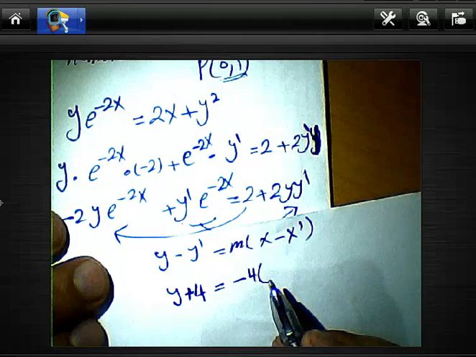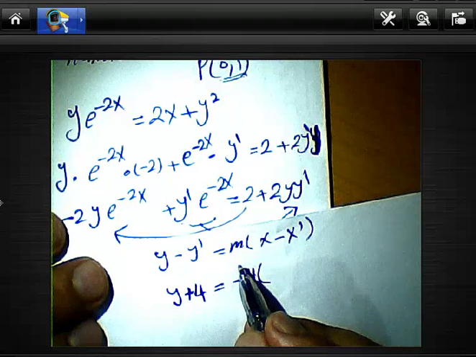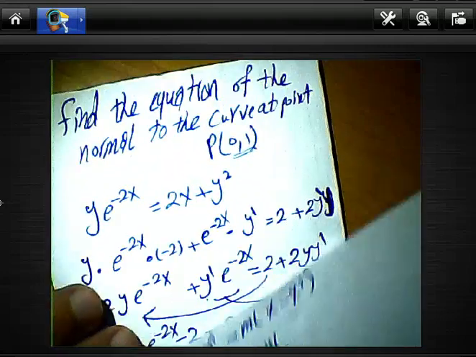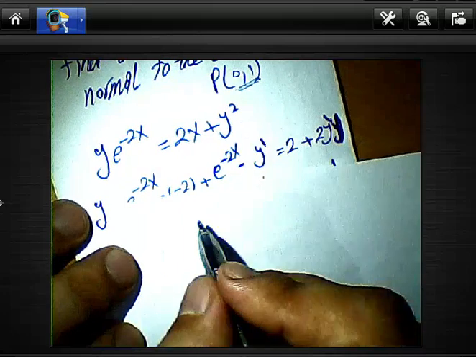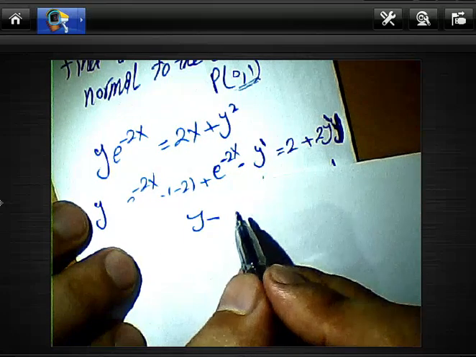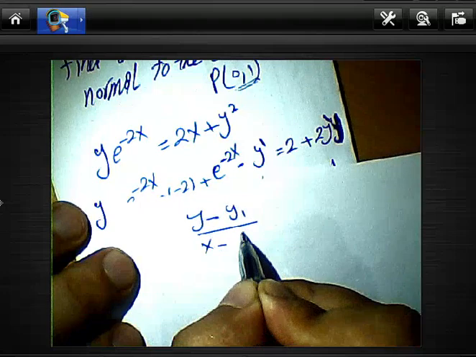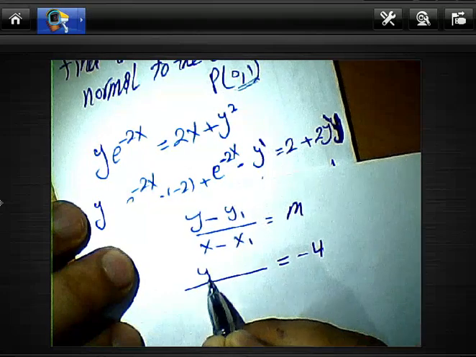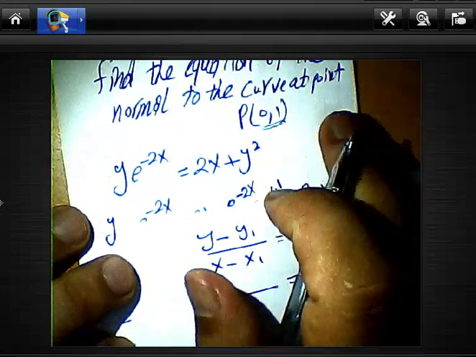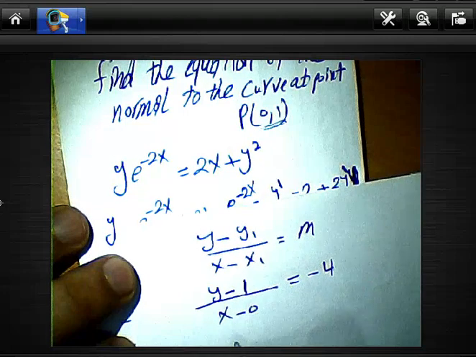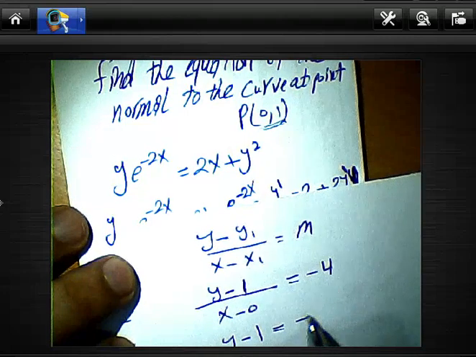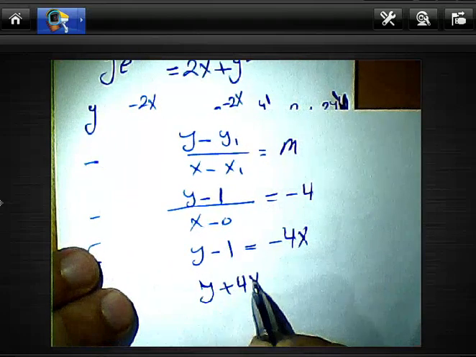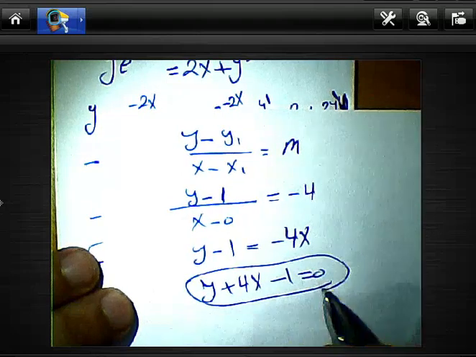Negative 4 is the slope. We have this point 0 and 1. Okay, I write it here again. y subtract y1 over x subtract x1 equals slope. The slope was negative 4. y subtract 1 over x subtract 0. So y minus 1 equals negative 4 multiplied by x. So we can write the equation here: y plus 4x minus 1 equals 0. It's the equation. Okay.